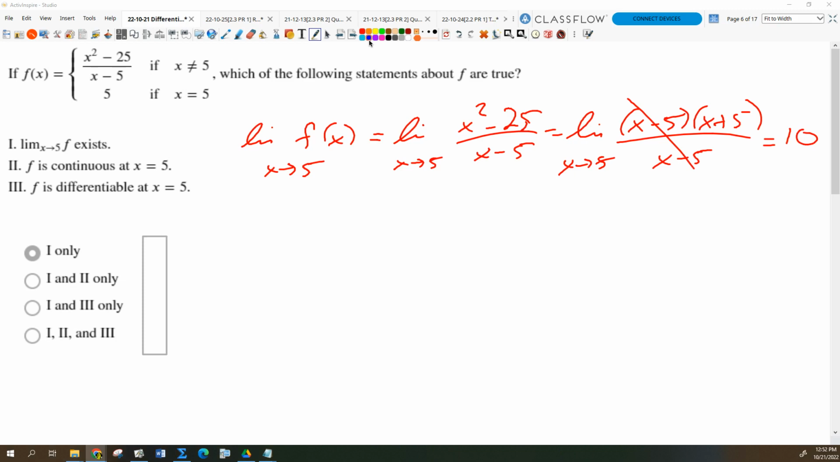Is the function continuous? No, because the limit approaches 10, but the value of the function is 5, right? So that means that this point has been displaced from the function. Give me thumbs on that. Does that all make sense? Is the function differentiable? Do we even have to try? No. How come? Because it's not continuous. Differentiability implies continuity. In other words, differentiability requires continuity. So it's only one. Okay, good.